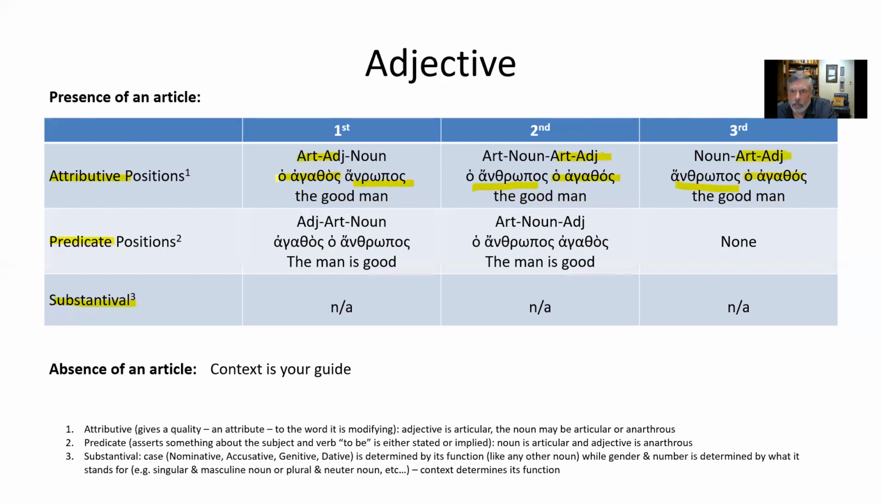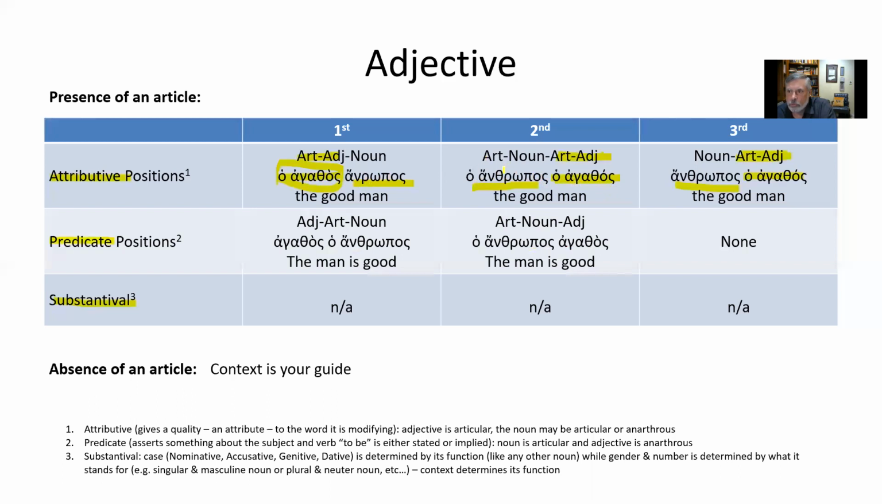Notice what's happened. Ho agathos, article, adjective, modifying the noun without an article. This is called the first attributive position. It's first attributive position because ho agathos comes before the noun. Ho agathos anthropos is the exact same thing as ho anthropos ho agathos. This is called the second attributive position. Why is it second? Because it comes after the noun it's modifying.